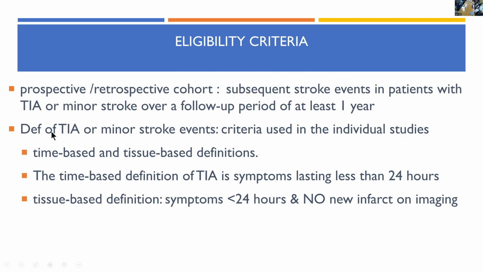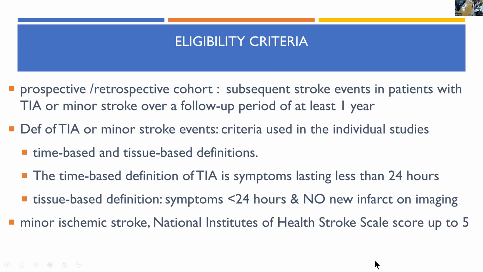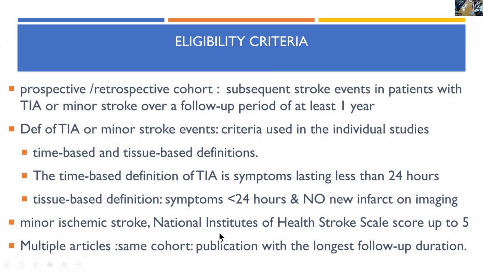What was the definition of TIA for this particular systematic review? Whatever the article said was TIA, they have taken as a definition of TIA. But they also mentioned it could be time based, meaning the neurological deficit should last less than 24 hours, or tissue based, where there are symptoms less than 24 hours and no new infarct on imaging. So they're not doing a study, they're taking other people's studies. So how do you define the risk factor of TIA? They've said these two definitions. And they also added minor ischemic stroke if your NIHSS score was up to 5.